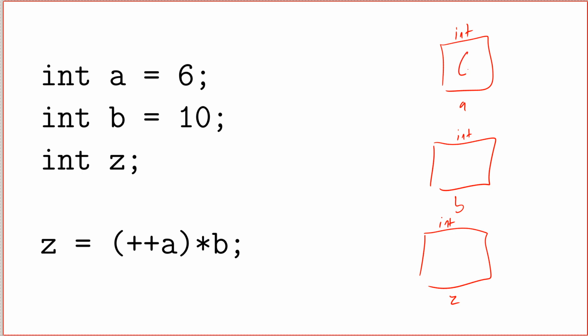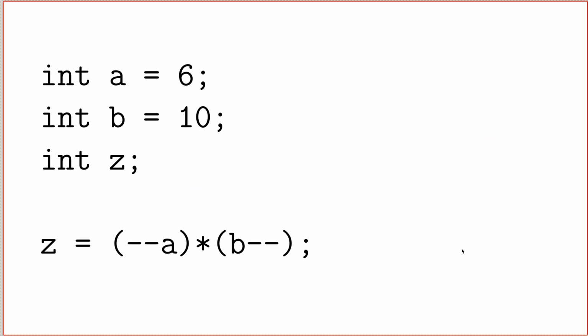And here we have A is 6, B is 10, and what is Z? So plus plus A. The type is int. The type of B is also int. We'll save that for later. And plus plus A says add 1 to A, send back the new value of A. So we'll add 1 to A first. That's why we call it pre-increment. Increment before sending out the result. So A is now 7, and the result is 7, and B is 10, and so what goes into Z eventually is 70.